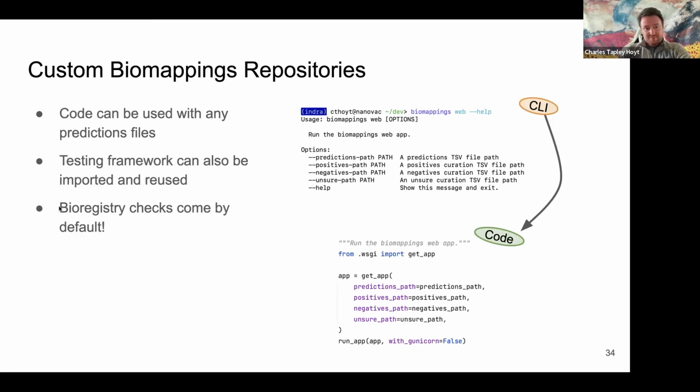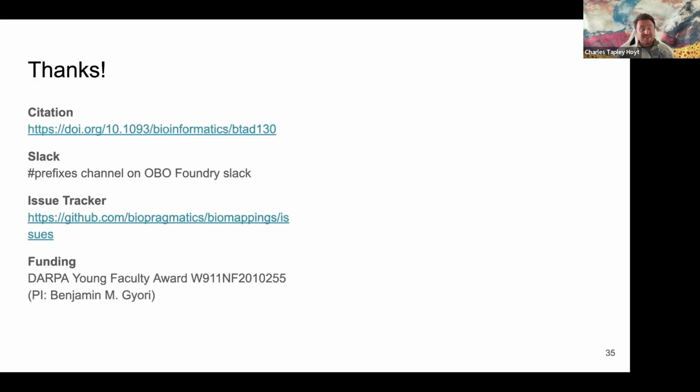I glossed over this, but by default, Biomappings is using the Bioregistry as a standard for all of its prefixes and quality assurance. This is good. It's internally consistent, and it's got a lot of really good tooling around it. It conflicts with some other standards that people use, so sometimes the capitalization is a little different, but that's okay. That's easy to overcome. Okay, so that's the end of the presentation.